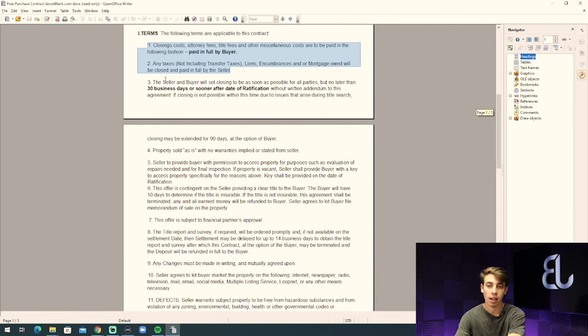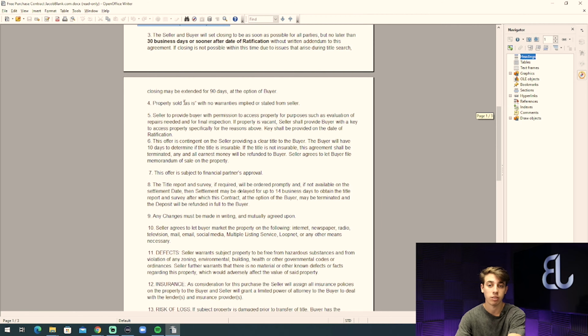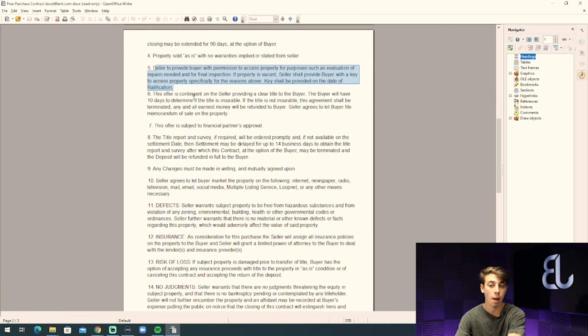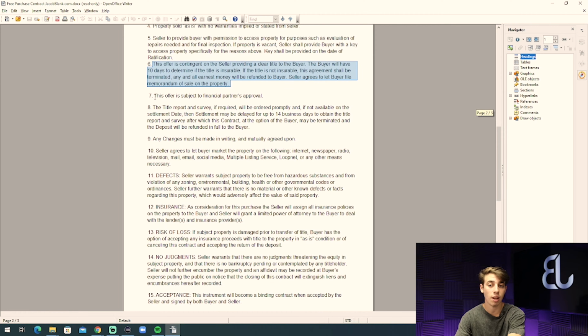And this is saying that we will try to get this closed within 30 days, or we can extend if needed. If the title search comes back where it needs some more time, we can extend by 90 days, saying we are buying the property as is with no warranties. And then it's saying here in number 5, seller to provide buyer with permission to access the property for evaluation and a key if possible, so that way you're able to walk buyers to the property. It's saying here that this offer is contingent on the seller providing clear title. And then here, number 7, is saying this offer is subject to financial partners' approval.